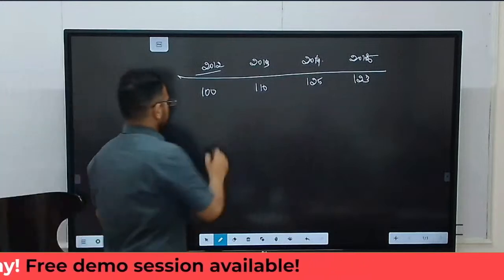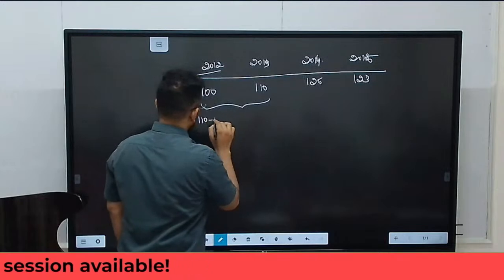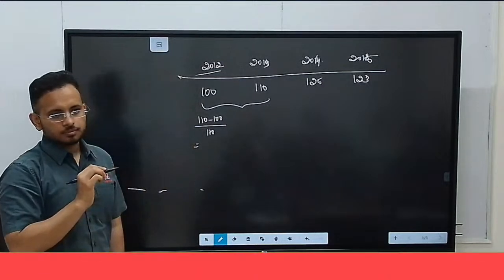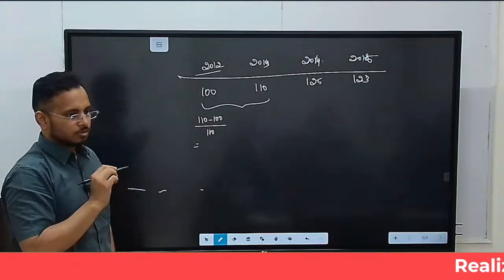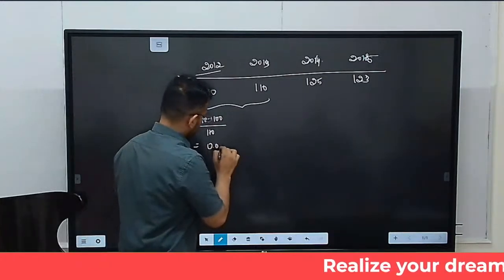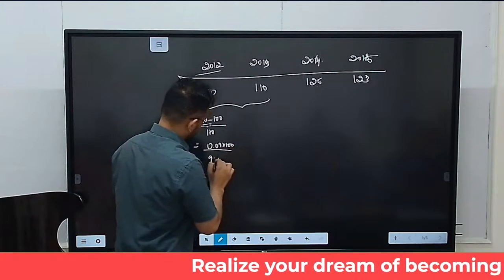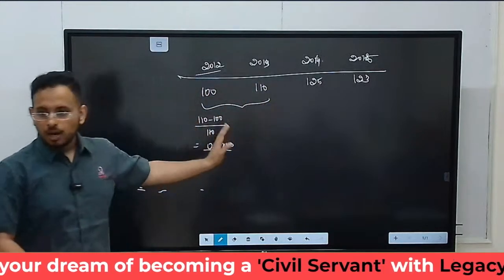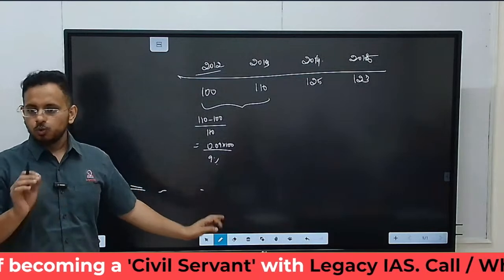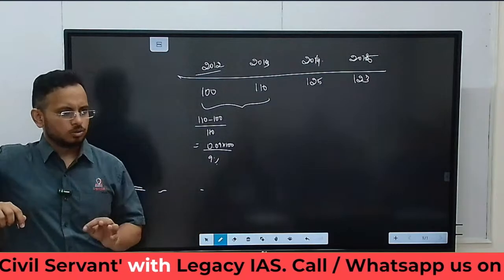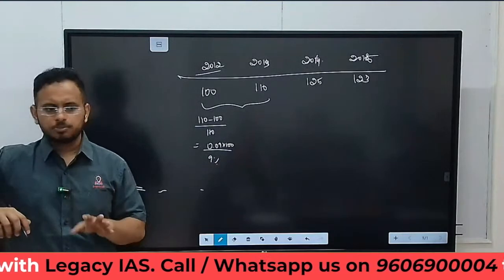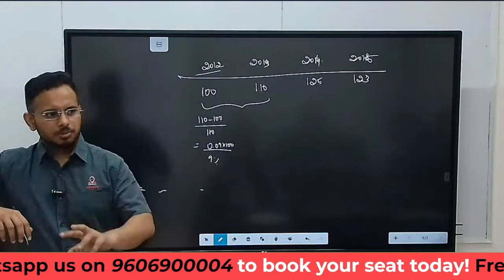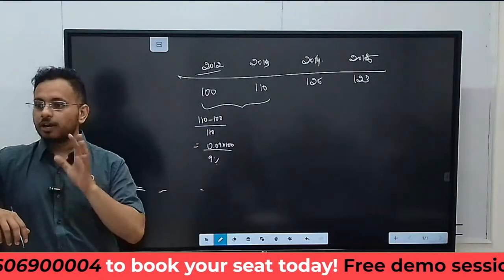Okay, tell me the percentage. 110 minus 100 by 110. 0.09 into 100. That will be 9%. Which means the Indian economy from 2012 to 2013 has grown at a pace of 9%. Huge number. Anything above 6% growth is good for India. Anything above 6%. If we clock double digit growth, that's what we aspire for. We want double digit growth. 10%, 11%, 12%, which means India is doing great, the best.